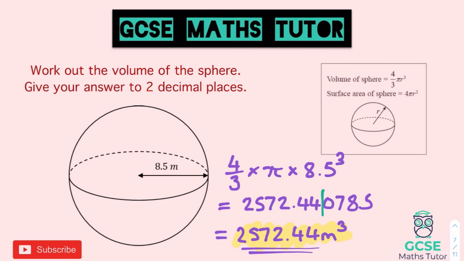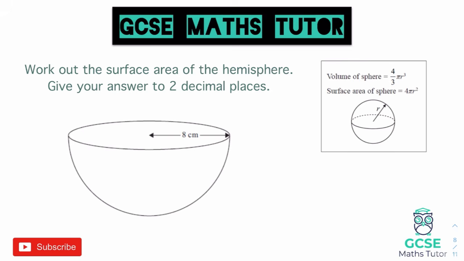As we mentioned at the start, we are going to now have a look at working out with a hemisphere, and we're going to look at the surface area of a hemisphere. So let's have a look at that now. Okay, so this says work out the surface area of the hemisphere and give your answer to 2 decimal places.